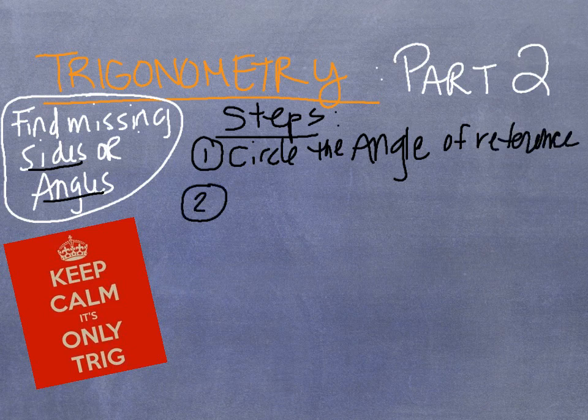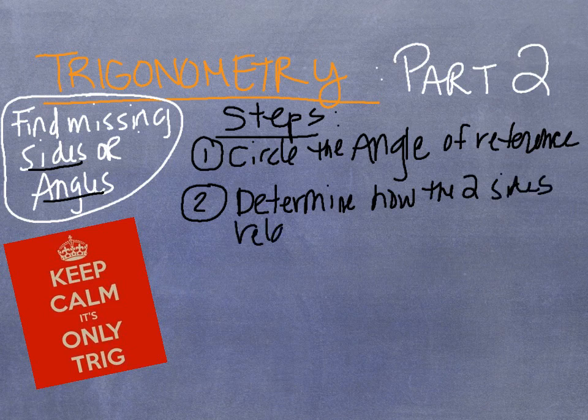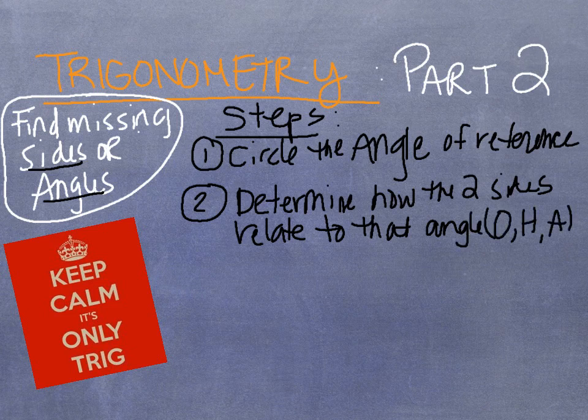Okay, step 2. Once you circle that, then you're going to determine, just like you did before, how the 2 sides relate to that angle. And remember, when we do that, we're looking for opposite, hypotenuse, or adjacent. So those are the 3 things that you could possibly have when you're labeling the sides. So far nothing is new.